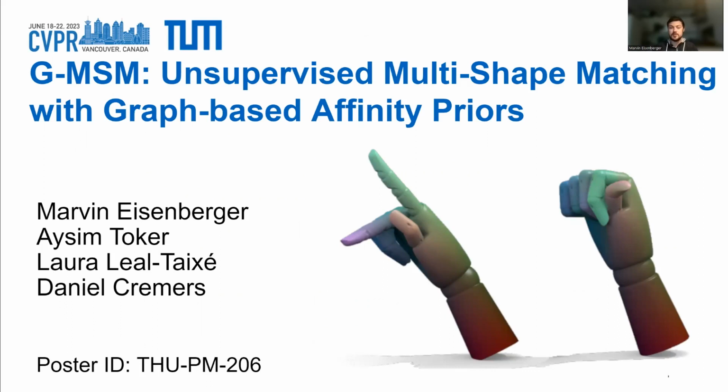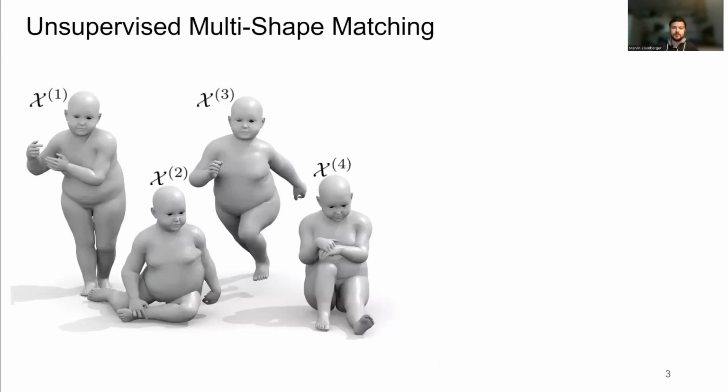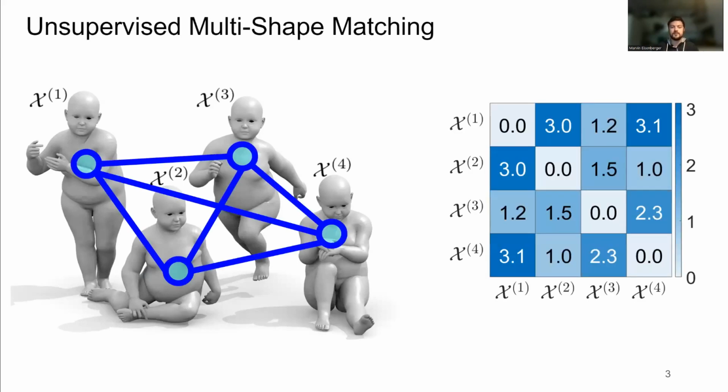The title of the talk is G-MSM, Unsupervised Multi-Shape Matching with Graph-Based Affinity Priors. In this work, we address the problem of unsupervised multi-shape matching, which means that we take a collection of 3D shape poses as input, and we want to jointly compute dense correspondences between all of these surfaces at the same time. We do so by first, in a self-supervised manner, constructing an edge-weighted graph on the collection of poses.